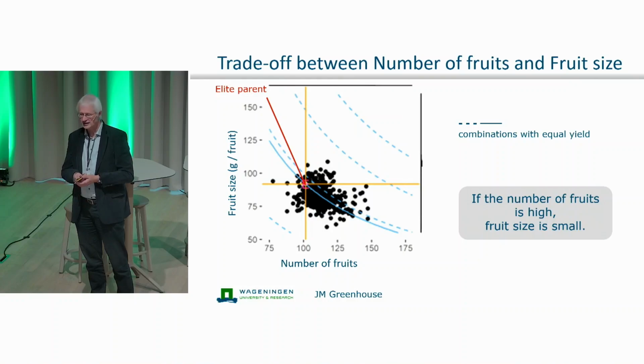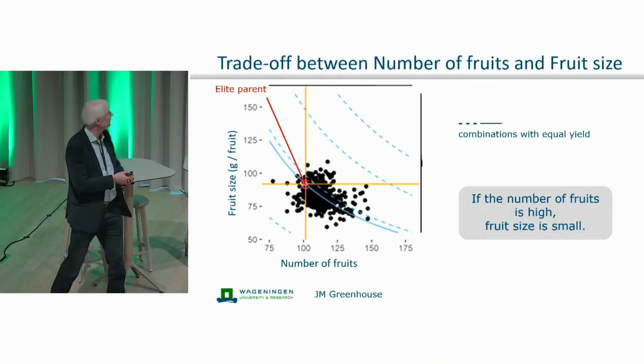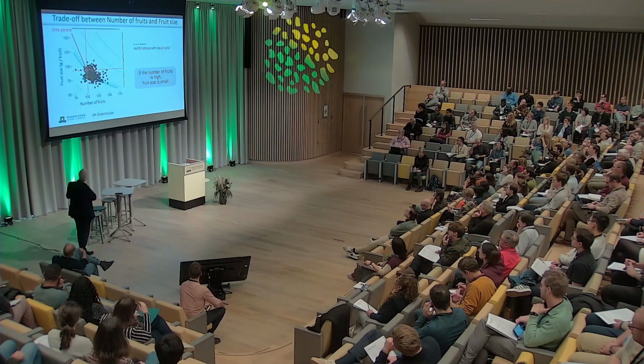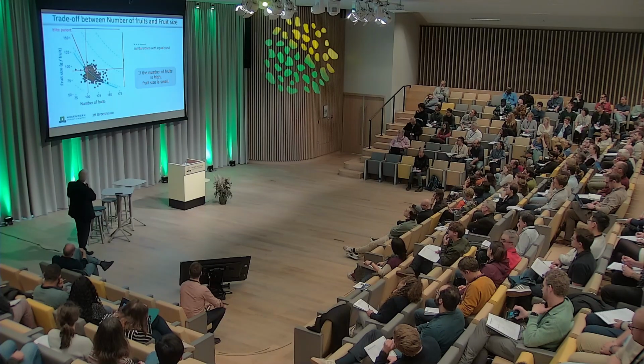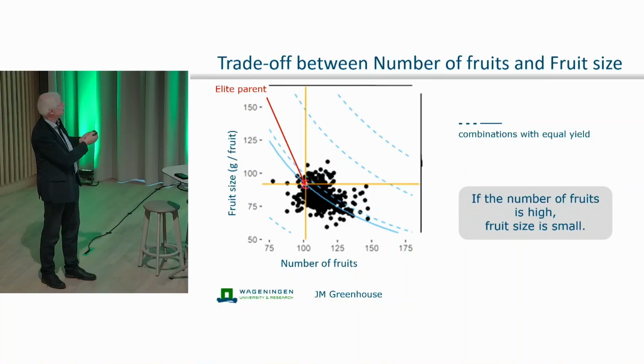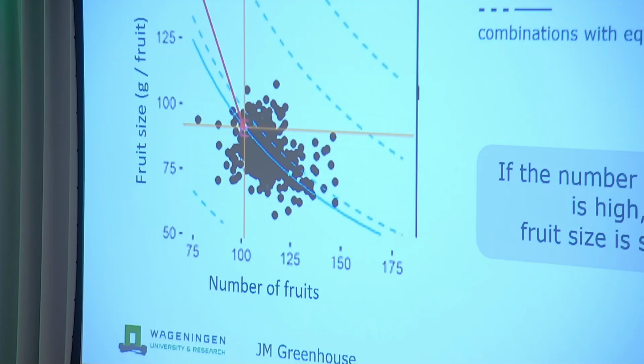And that's also shown here in this graph. On the x-axis, we see the number of fruits. On the y-axis, the individual fruit size. The cross of the orange line is where the elite parent is situated. And every dot is one of the RILs. Then we can conclude that a lot of dots are in this quadrant. So there we have a higher number of fruits, but that goes together with a lower individual fruit weight.